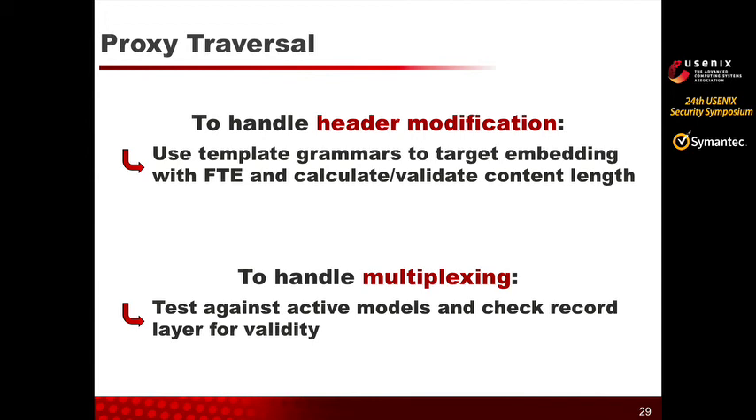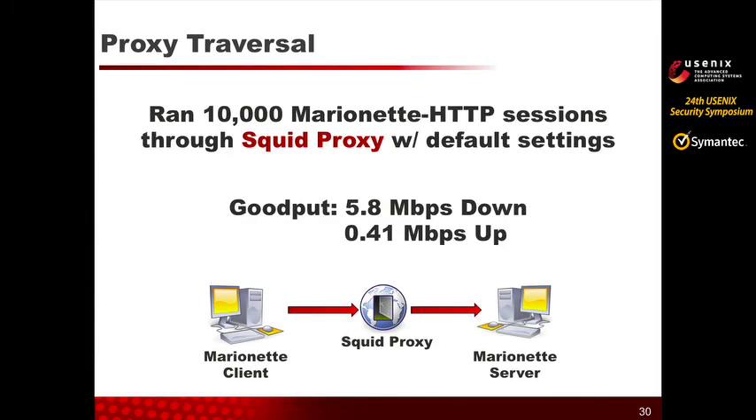Just very briefly, in order to handle the header modification issue, we take that template grammar idea that we have, and we very carefully place our embedded information into fields that we know for a fact the proxy cannot change, like URL or cookie. We also do some validation checking, so for content length, like I said, there are some requirements there as well. And then to handle multiplexing, we use this broker technology that I talked about much earlier in the talk, which lets us figure out which model to send the data to, even if we have multiple models running.